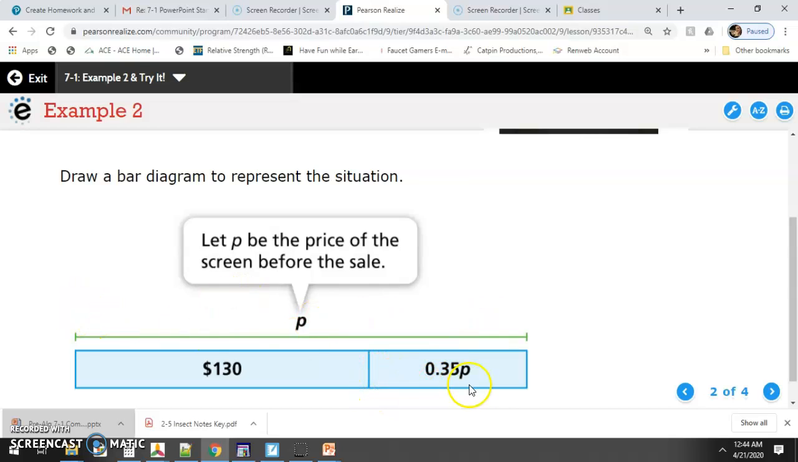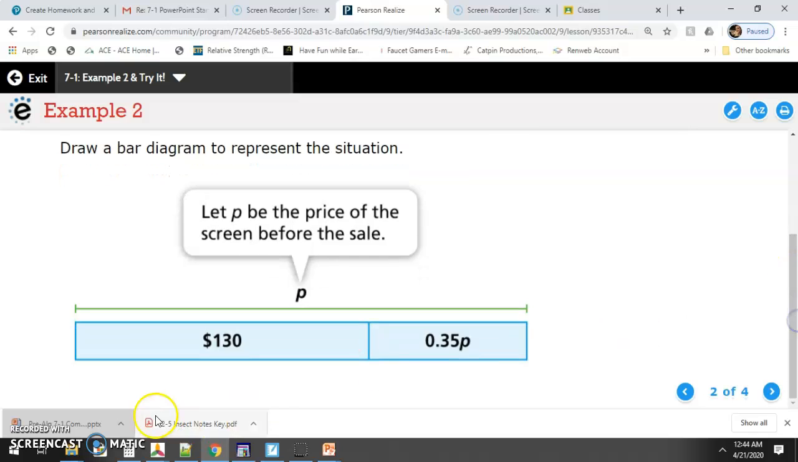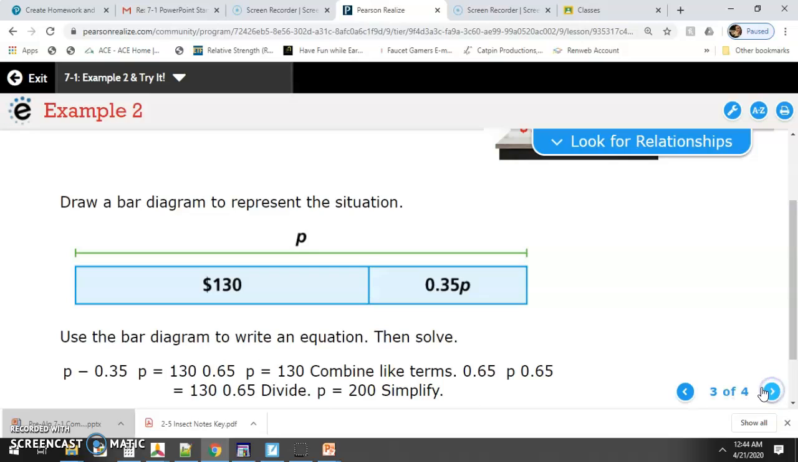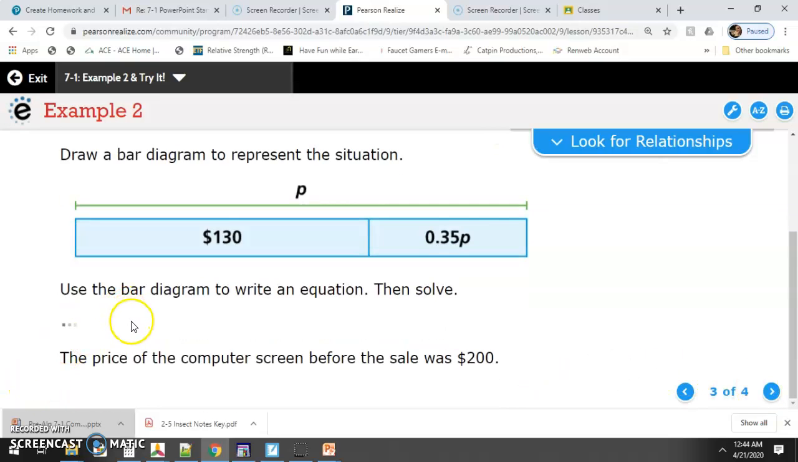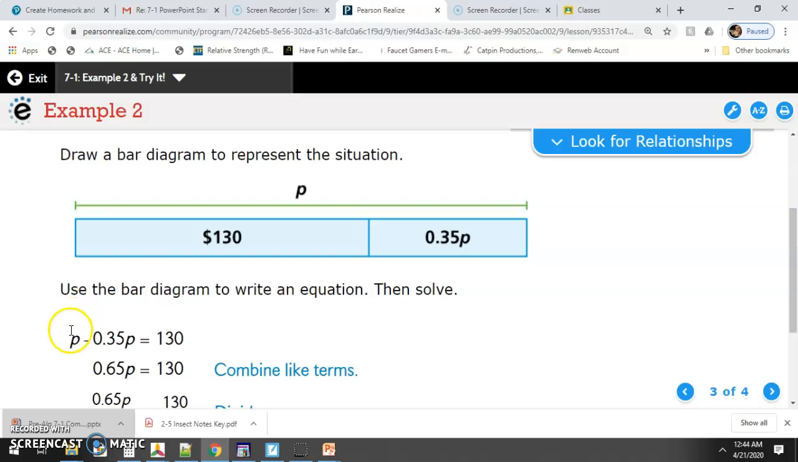We're subtracting the discount, 0.35p, and we're ending up with $130. So that's the idea for our equation here. As it's buffering, there you see we have P, which is the original price, subtracting the discount, and that's equal to the amount of money here. Then combine like terms.